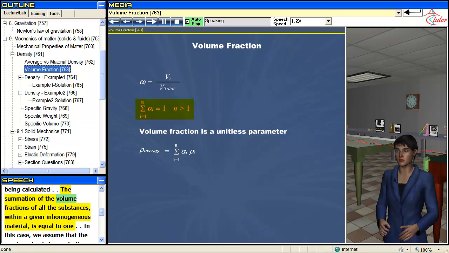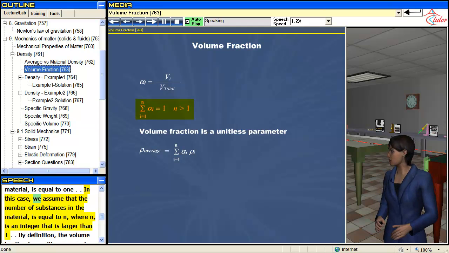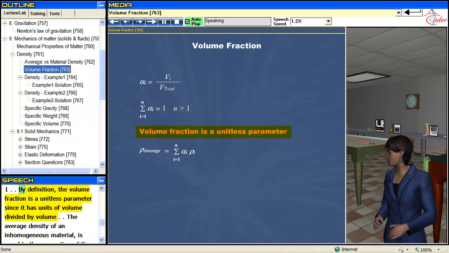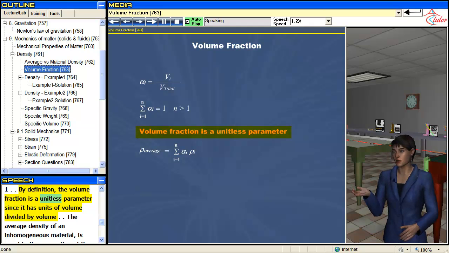The summation of the volume fractions of all the substances within a given inhomogeneous material is equal to 1. In this case, we assume that the number of substances in the material is equal to n, where n is an integer that is larger than 1. By definition, the volume fraction is a unitless parameter since it has units of volume divided by volume.